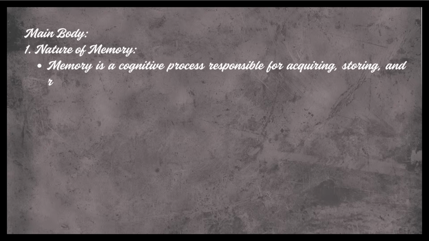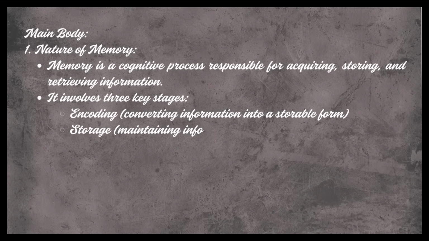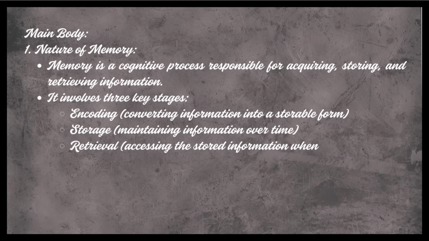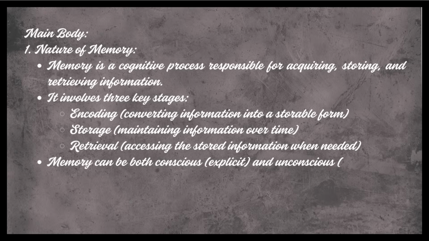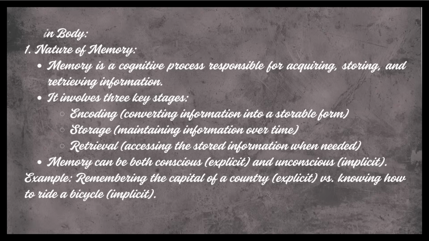Main body. 1. Nature of memory. Memory is a cognitive process responsible for acquiring, storing, and retrieving information. It involves 3 key stages: encoding, converting information into a storable form; storage, maintaining information over time; retrieval, accessing the stored information when needed. Memory can be both conscious, explicit, and unconscious, implicit. Example: remembering the capital of a country, explicit, versus knowing how to ride a bicycle, implicit.